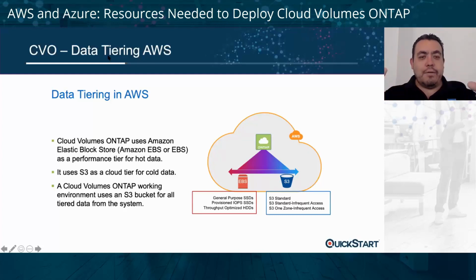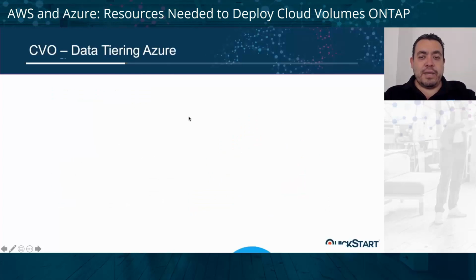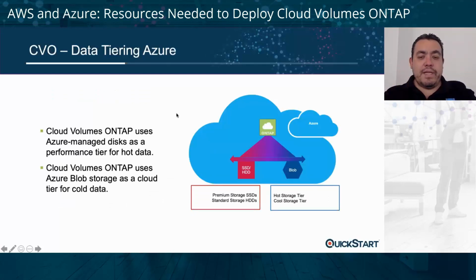But again, Cloud Manager can do so many things for you. It makes things way easier, and it's a requirement to always have your Cloud Manager up and running so we can manage your CVO. If we see data tiering here on Azure, you can see we can go from the premium or standard storage. You can see SSDs, HDDs as well. And then we can tier to the hot storage tier or to the cool storage tier as well.